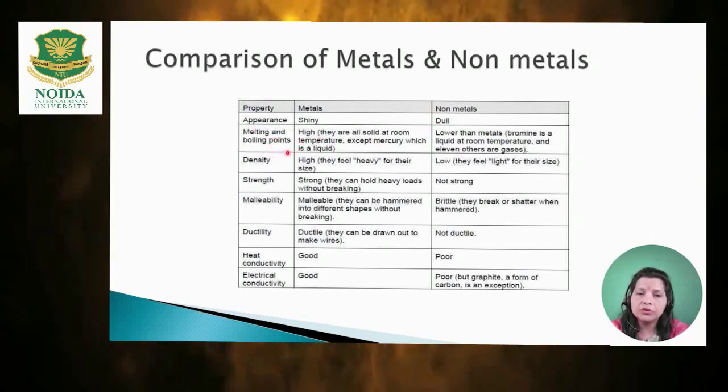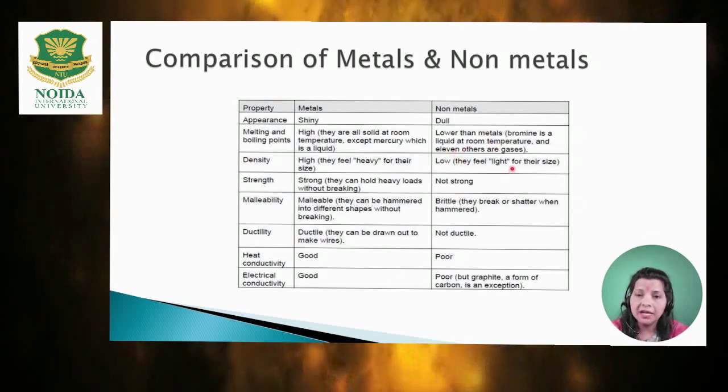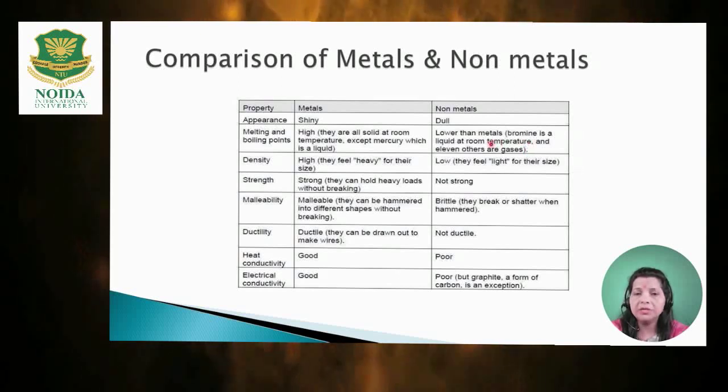If you are talking about the melting and boiling points, metals have high melting and boiling points except mercury, whereas non-metals have lower melting and boiling points as compared to the metals, except for bromine, which is a liquid at room temperature, right? If you are talking about the density, metals have high density, whereas non-metals have low density. Now if you are talking about the strength, metals are very strong, whereas non-metals are not.